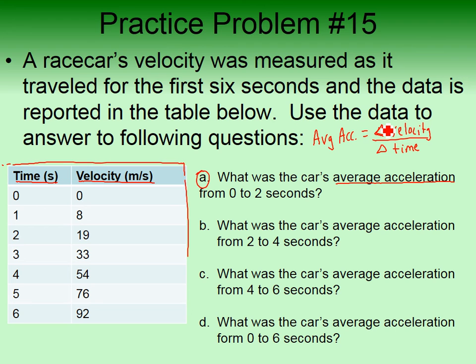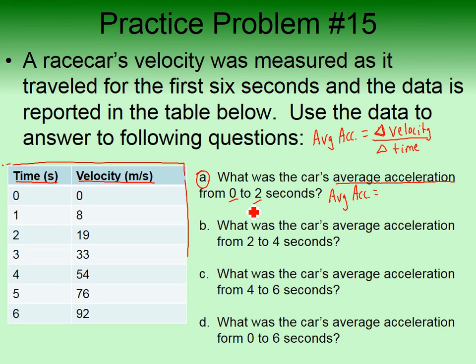So change in velocity over change in time. Now let's just plug that in on part A. Average acceleration. The change in velocity, that's final velocity minus initial velocity. And we're talking from 0 to 2 seconds.